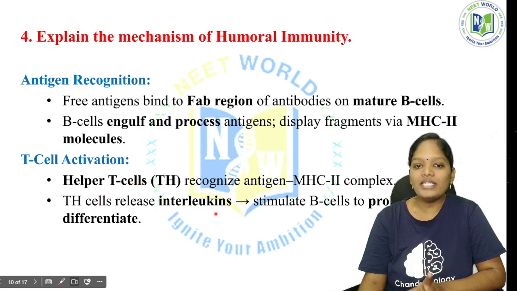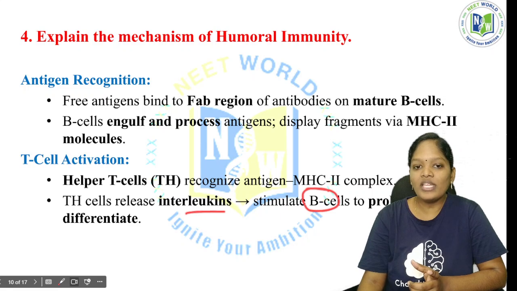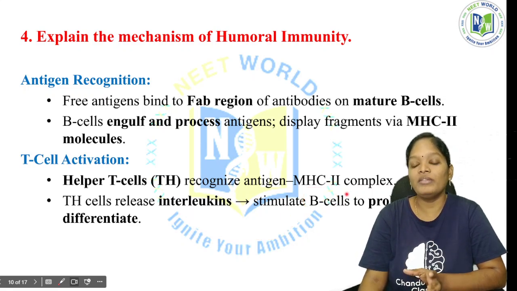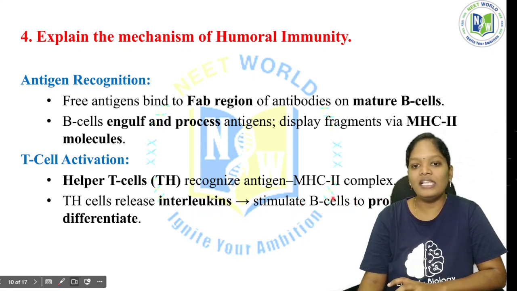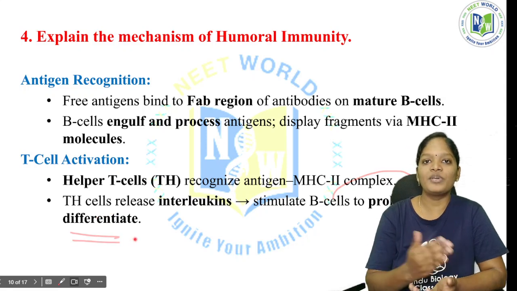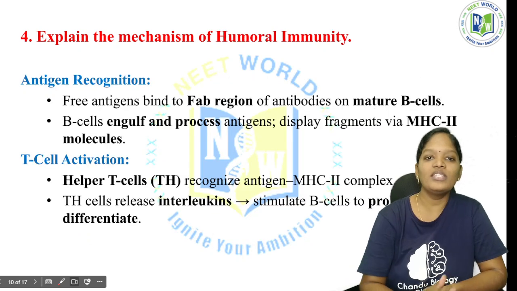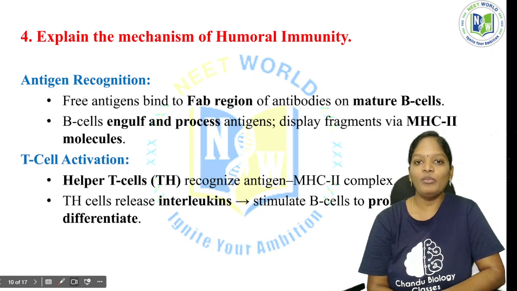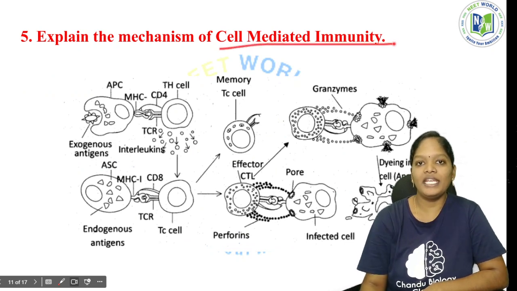Now, the T helper cells are involved in releasing the interleukins. Once they release the interleukins, these interleukins are the signal for the B cells. They stimulate the B cells, which have got the signal. They have to proliferate and differentiate into plasma cells and memory cells. This is the mechanism of humoral immunity. Next question will be the mechanism of cell-mediated immunity.